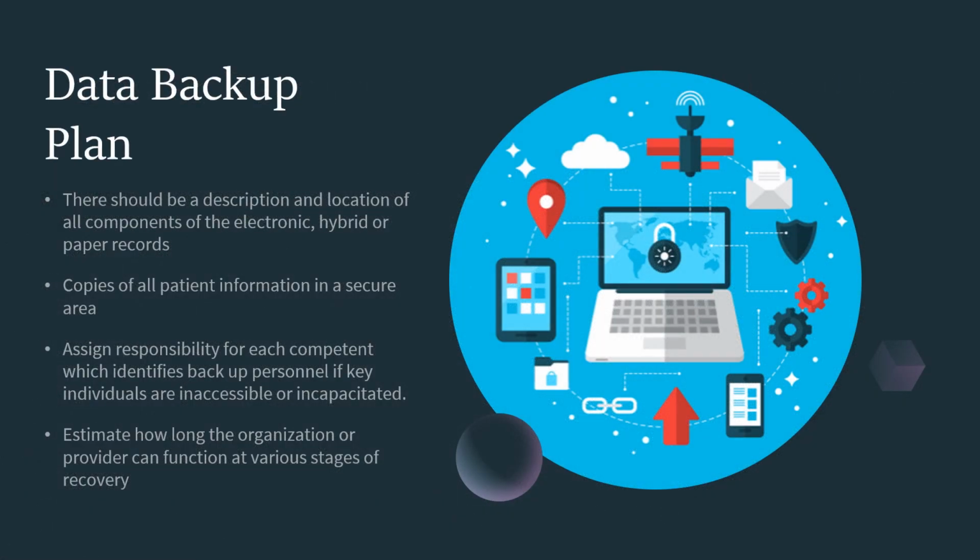So for mine, I made my data backup plan to where there should always be a description and location of all the components of the electronic, hybrid, and paper records. I suggested that copies of all patient information be put into a secure area, and there should always be extra copies in case those ones are lost. You should assign responsibility for each component, which identifies backup personnel keys if individuals are inaccessible. Estimate how long the organization provider can function at the various stages of recovery.